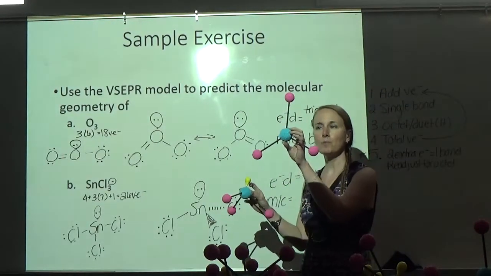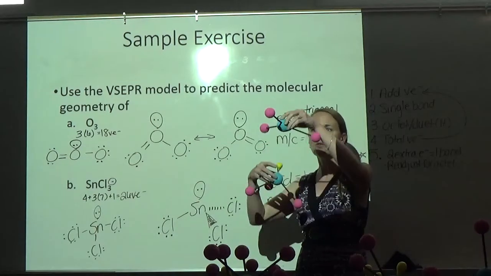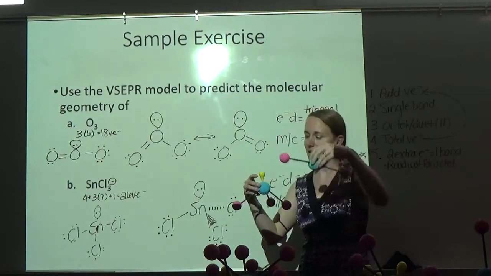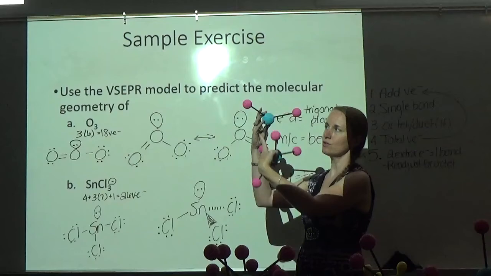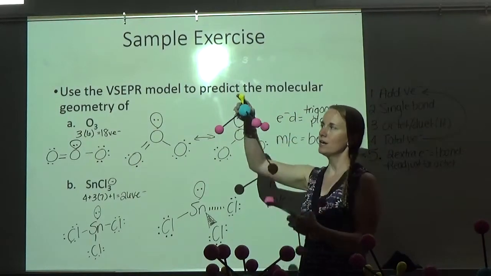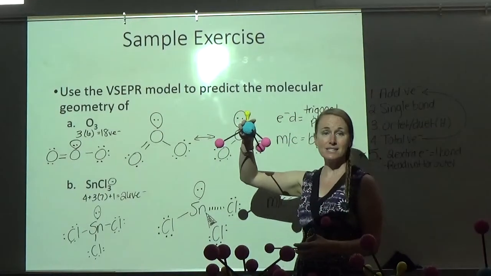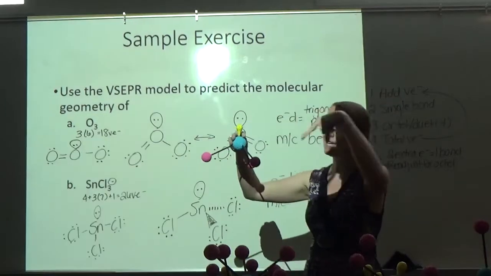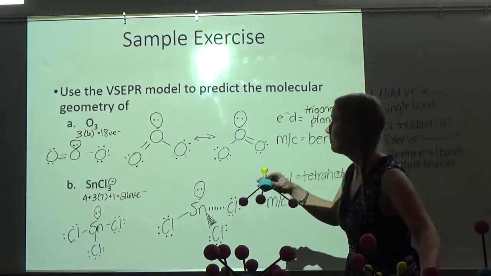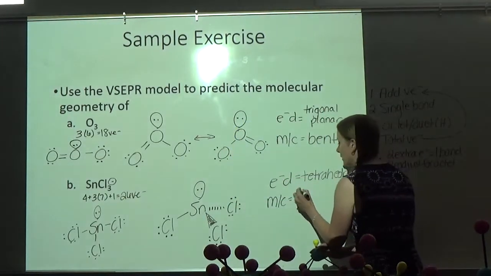This is trigonal planar. See how you have the triangle, but it's all in the same plane. This is trigonal, because you see how you have your triangle, pyramidal, because see, it's not all in the same plane, it makes a pyramid. So my molecular shape is trigonal pyramidal.